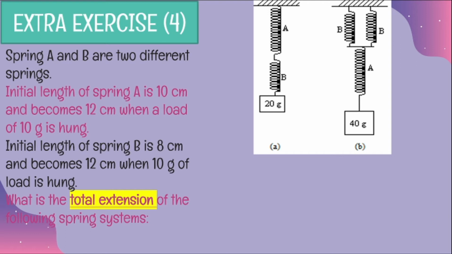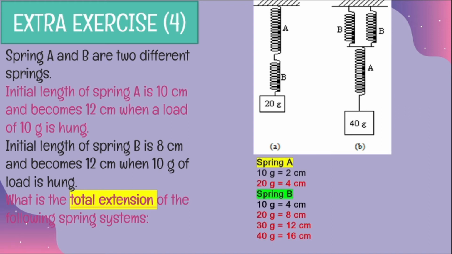Example 4 ni memang kalau kamu pandai buat, memang kamu pandai. Cikgu dah kata, bila kita kena tengok spring, kalau dia kata identical springs means the ratio is the same, the K is the same, the stiffness is the same. But if the springs are different, means the K is different, the ratio is different. So, kena catatkan sungguh-sungguh. So, spring A dia kata 10 gram, 2 cm. Spring B dia kata apa? B, 10 gram is 4 cm. Okay. So, yang itu kamu pegang dulu.